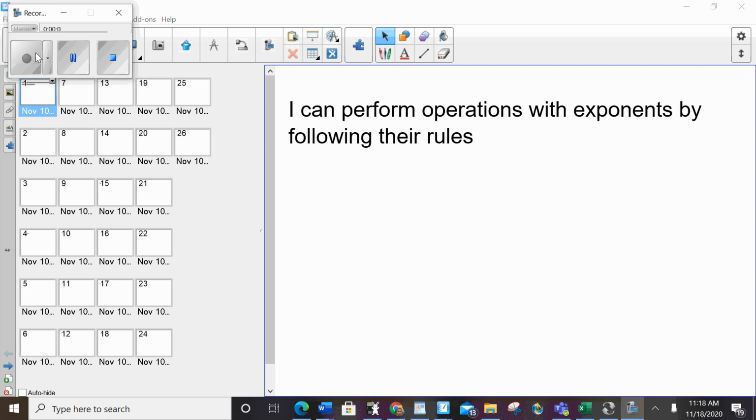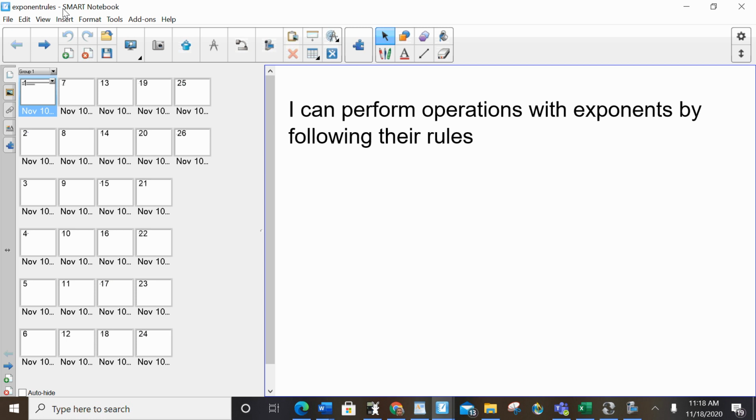Hello everybody. Today, very important lesson. I can perform operations with exponents by following their rules. We're going to talk about the basic rules of exponents.